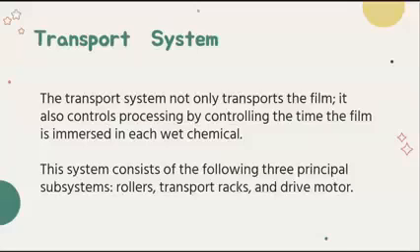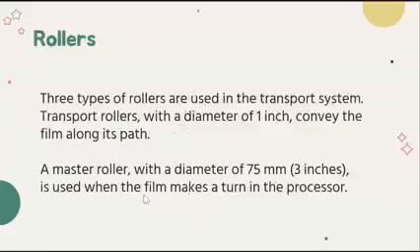Okay? So this system consists of the following three principal subsystems: si rollers, transport racks, and drive motor. So isa-isahin natin yan sila. Okay? So three types of rollers are used in the transport system.